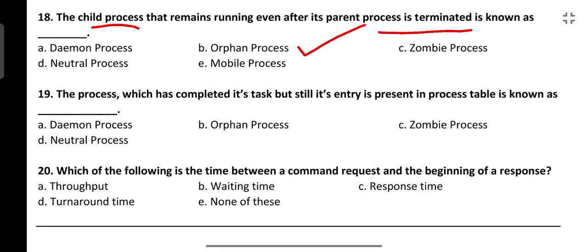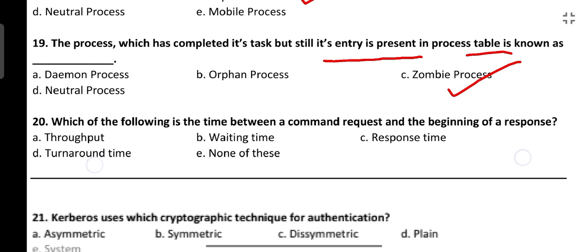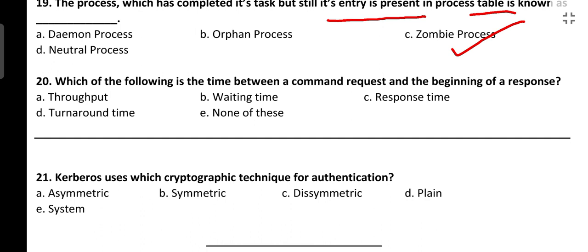Next is the process which has completed its task but still its entry is present in the process table. This is known as zombie process. And the last question for the day is, which of the following is the time between a command request and the beginning of response? We know this is response time.